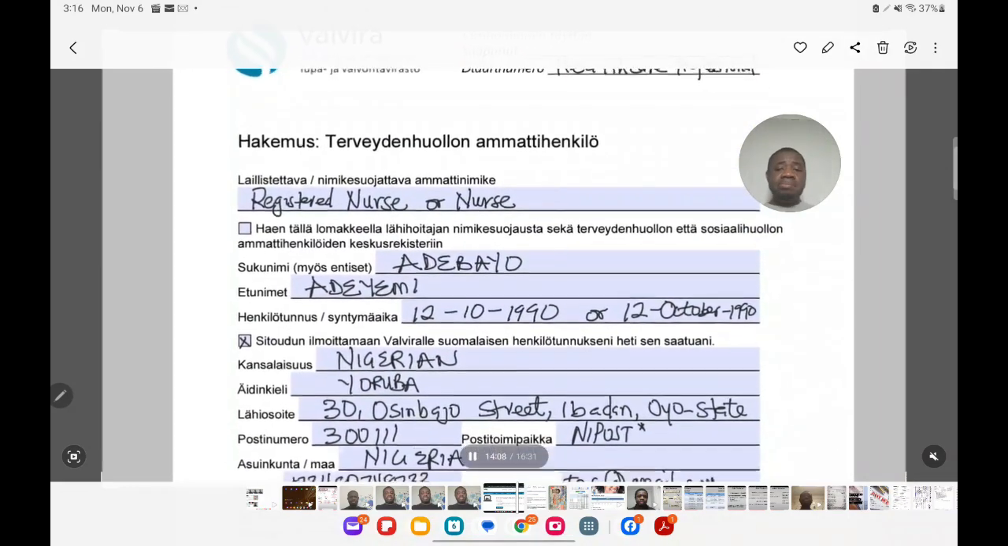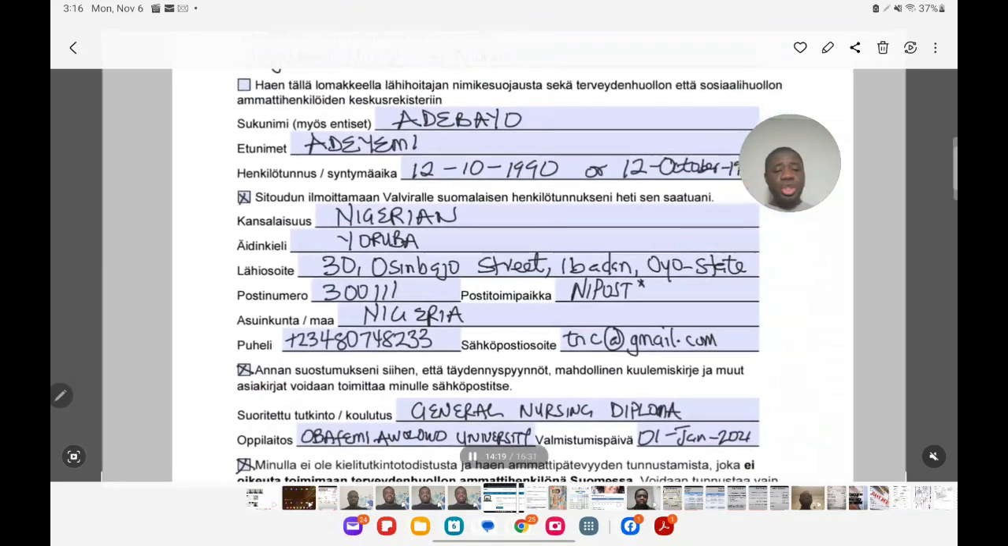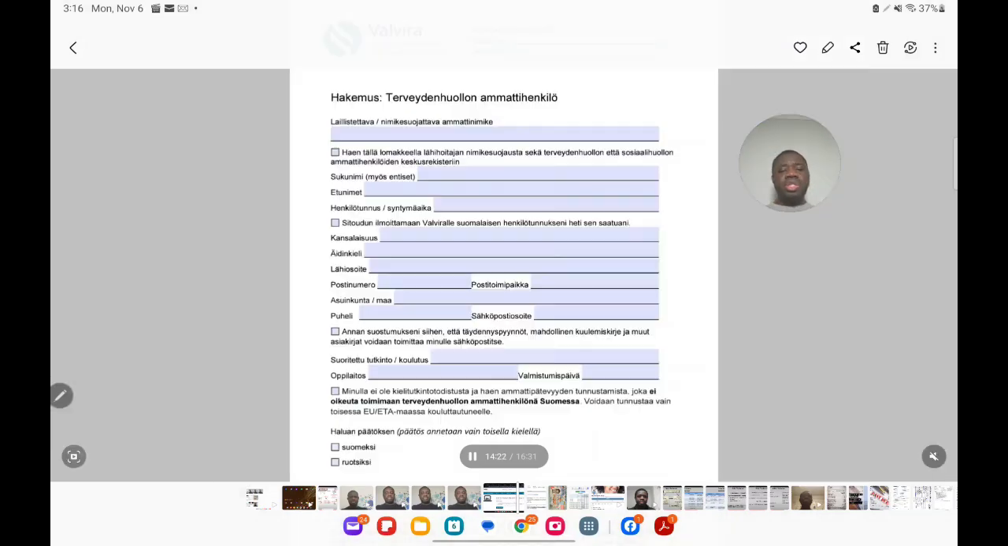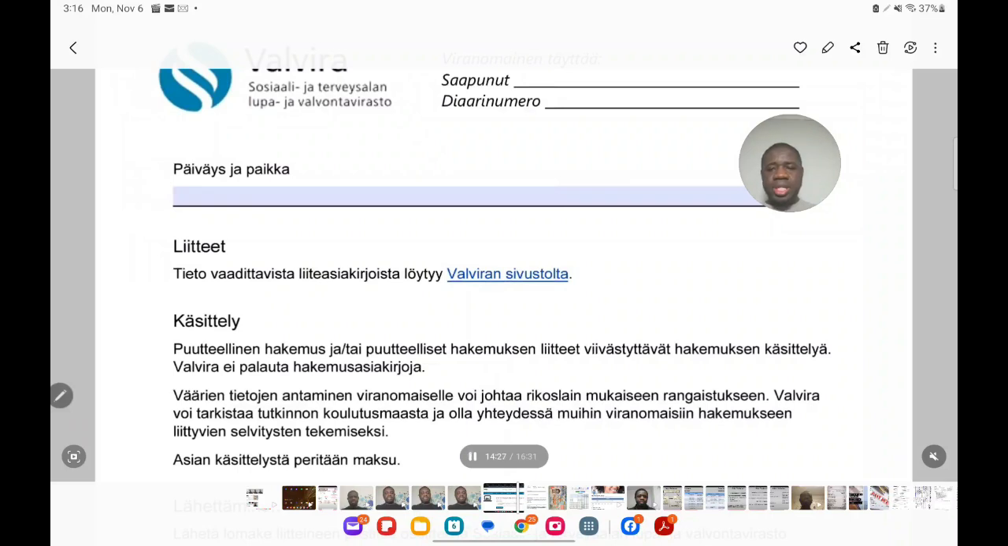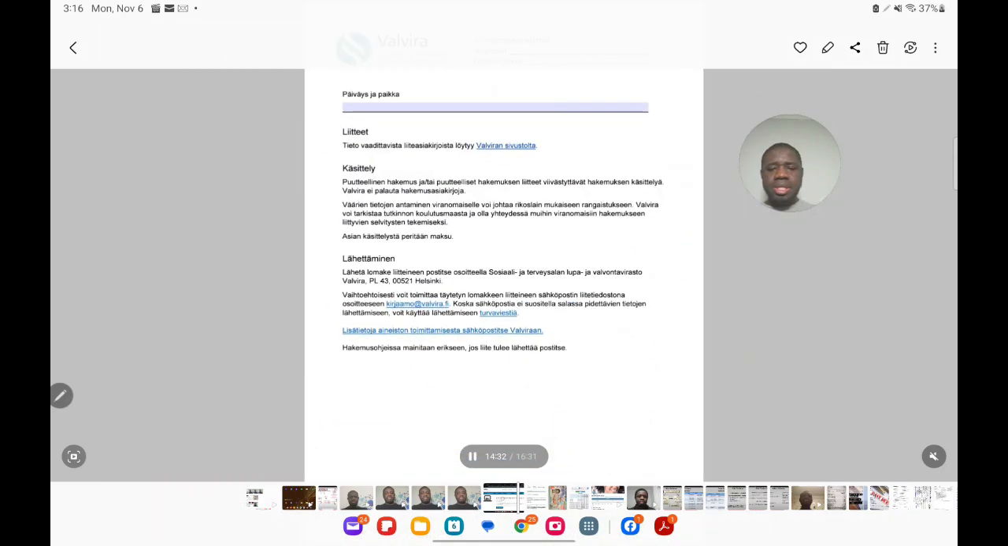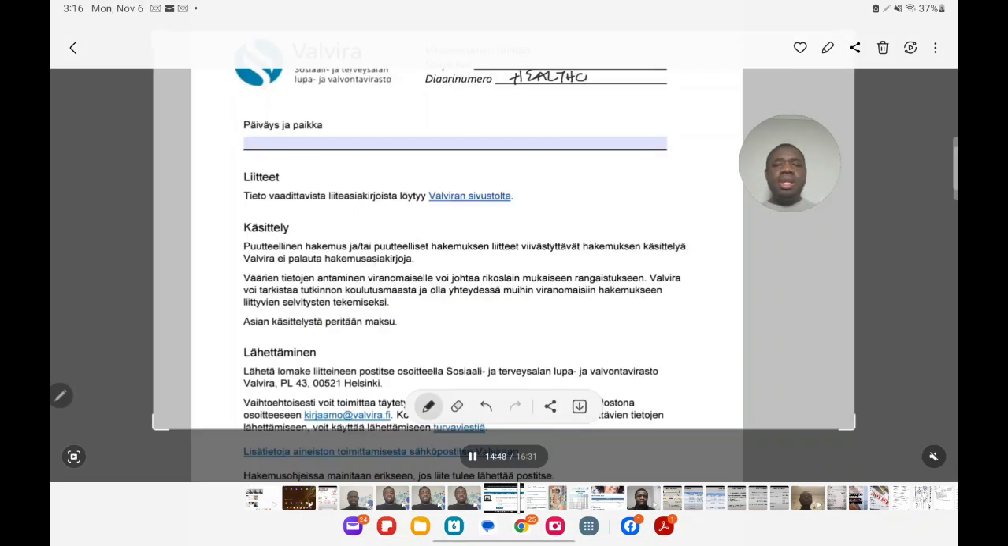So we have completed the form that is about the Finland application for nursing licensure for nurses trained outside EU or EEA. So there's another one that we have to fill, which is this one. Let me see what this means. I think this one is just saying that, like the previous one, you still write the department you're applying to, which is healthcare professional.